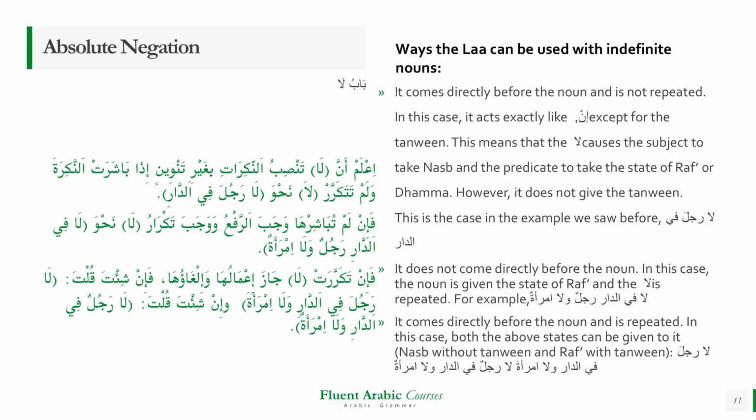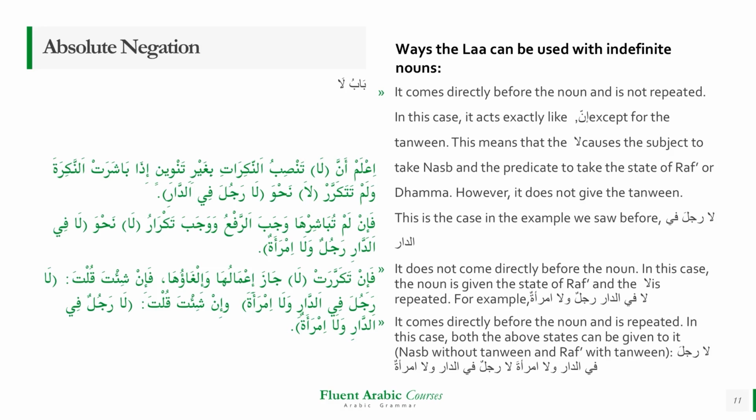Babu la, or absolute negation. First of all, what do we mean by absolute negation? We are not talking about the regular negation, but about negating the entire kind of something. For example, la rajula fid dar. There are no men in the house. So you are negating men as a whole. So this is absolute negation.